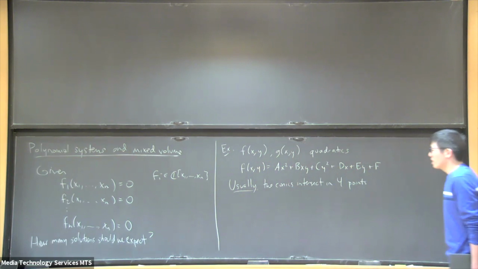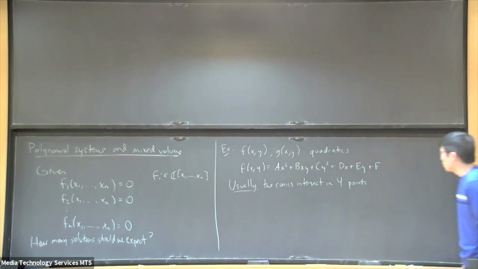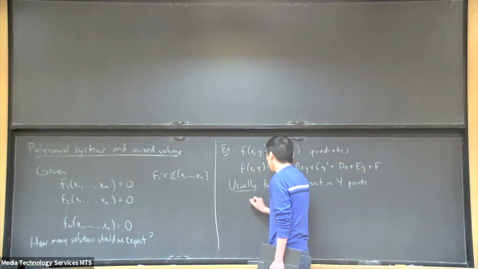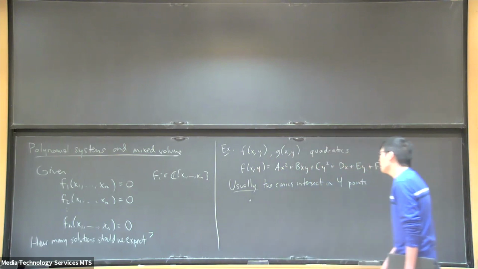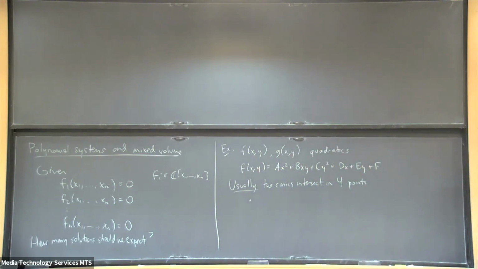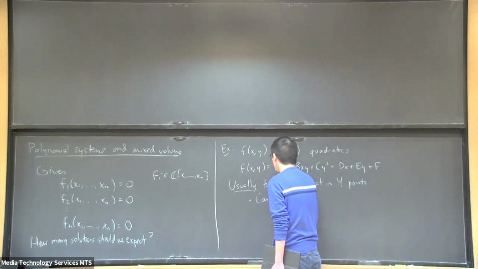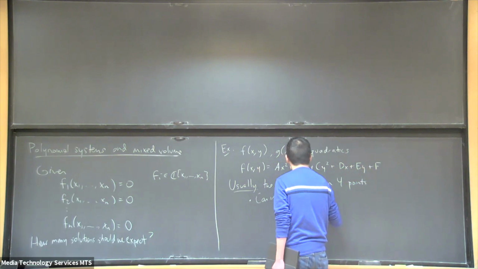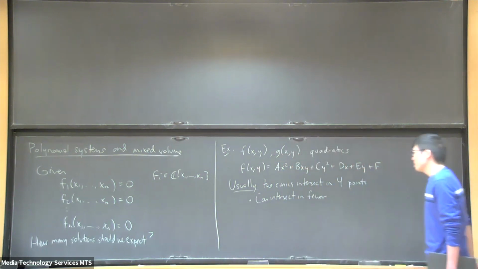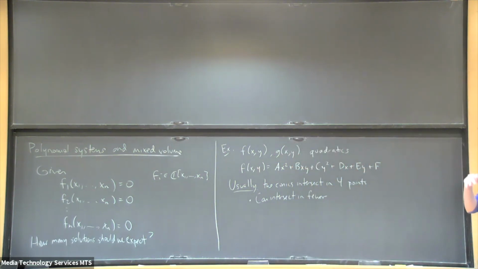There are a few weird things that can happen. One thing that can happen is, for instance, maybe your conics just intersect in fewer points. There are a few ways this can happen. Maybe your conics happen to be tangent at a given point, and then that point counts as a double point.